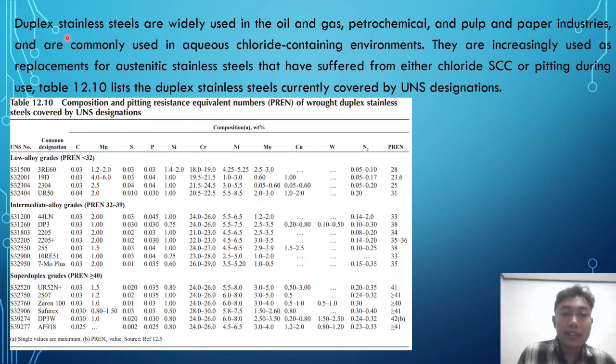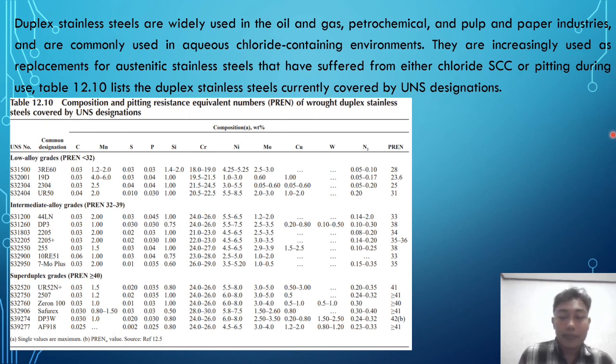Next, duplex stainless steels are widely used in the oil and gas, petrochemical, and pulp and paper industries, and are commonly used in aqueous, chloride-containing environments. They are increasingly used as a replacement for the austenitic stainless steels that have suffered from intergranular pitting during use. This is table 12.10, listing the duplex stainless steels currently covered by UNS designation.